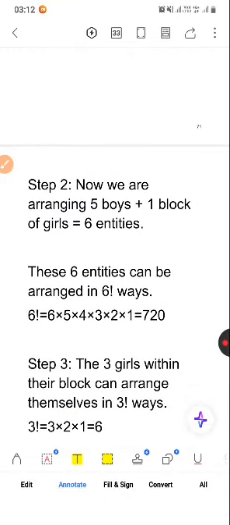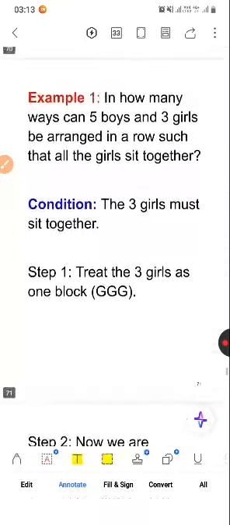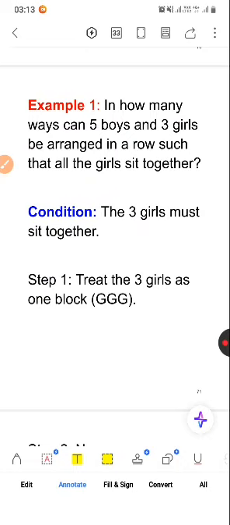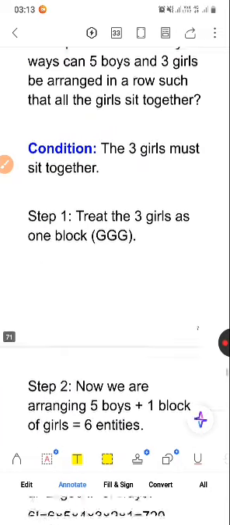So when we consider that, we have 6 factorial. There are going to be 6 entities, that's 5 boys and then 1 girl. The 3 girls are being considered as one. I repeat once more, the 3 girls are being considered as one. So we add that one to the number of boys without restriction. That's 5 boys, and then we had 6 factorial.